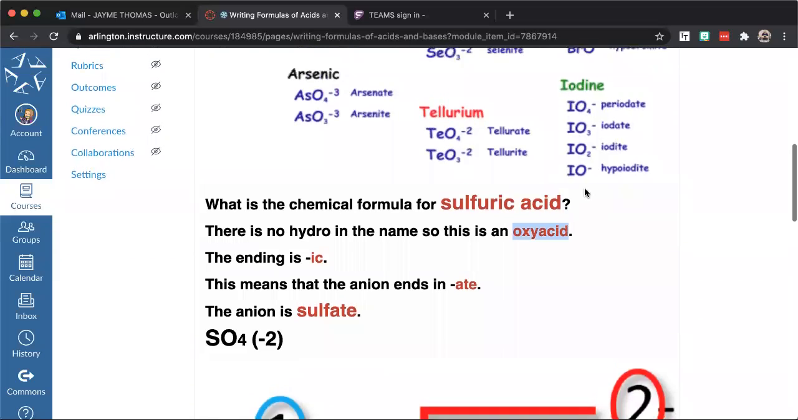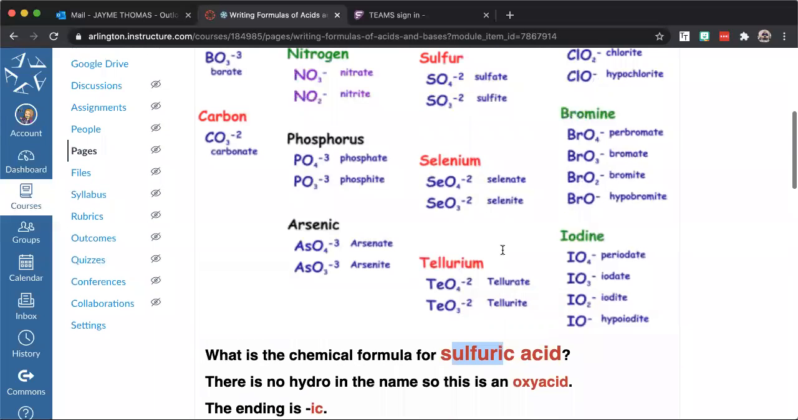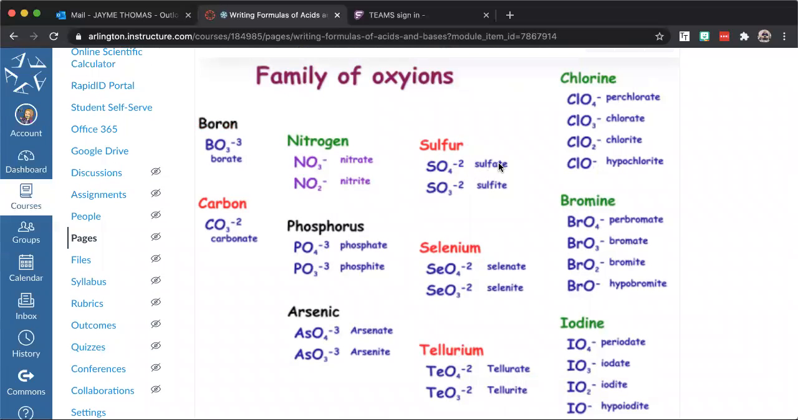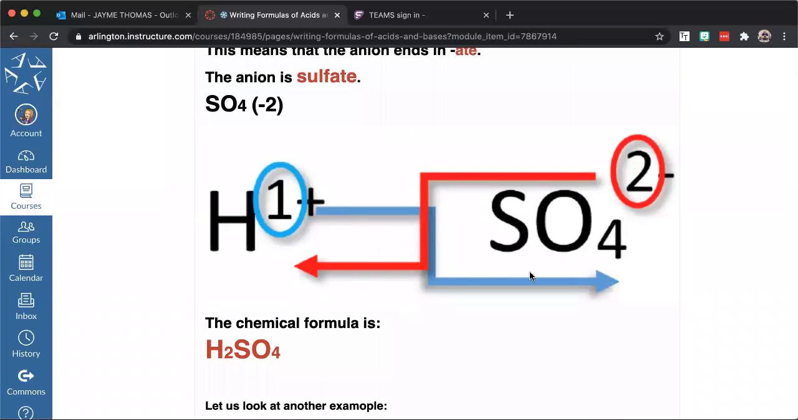How do I tell which one? I look at the ending. If it ends in IC, then I'm looking for the anion that ends in ATE. So sulfuric, IC means ATE, that means I'm looking for sulfate, which is SO4 with a -2 charge. If it ends in OUS, then I would want the one that ends in ITE. Once I identify the ion and I get its formula and charge, then I do the same thing.